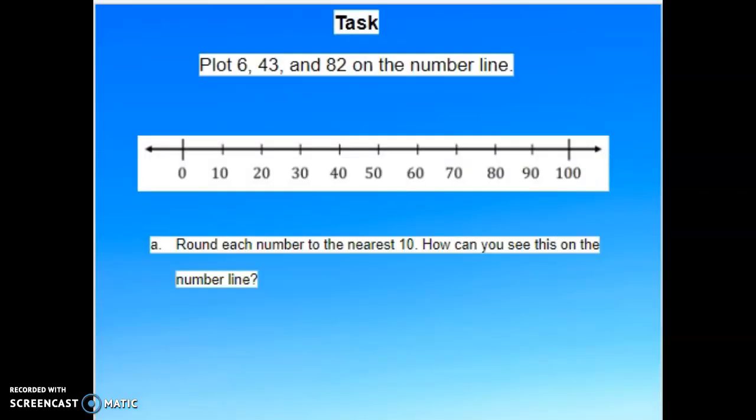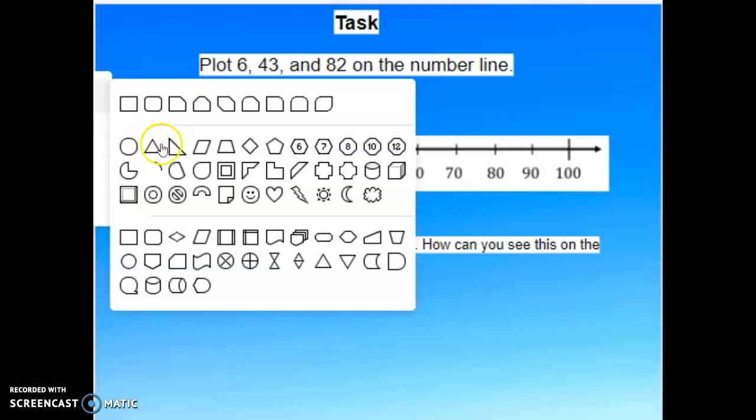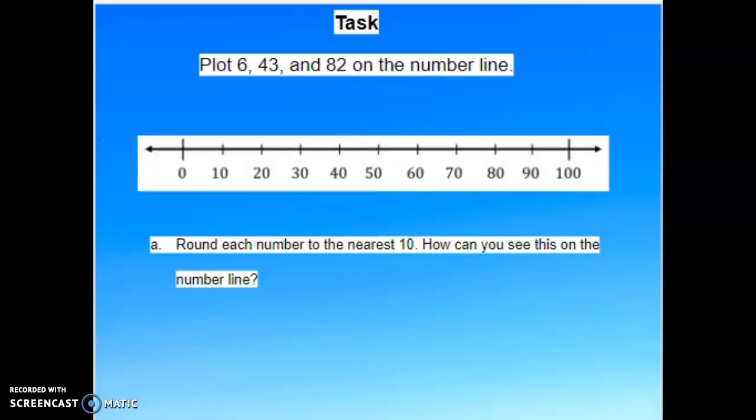The first problem we're going to do, though, is just a review of last week, rounding to the nearest 10, and then how can we see that on the number line. So right now you're going to see a number line displayed. You're going to actually see numbers that you're going to plot on there. So I'm going to go up and do an insert for my shapes, and I'm going to get a little circle so that we can see it well. And I'm going to go ahead and put that on there so I can color it up.